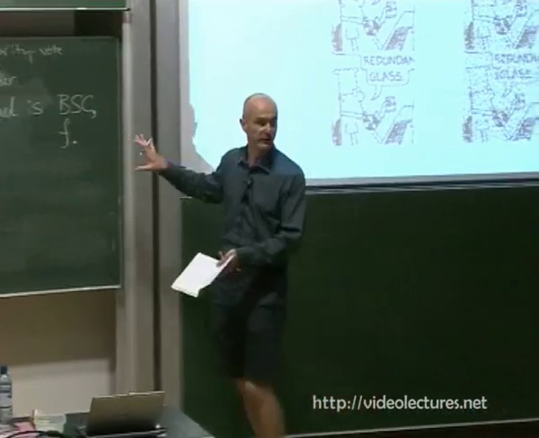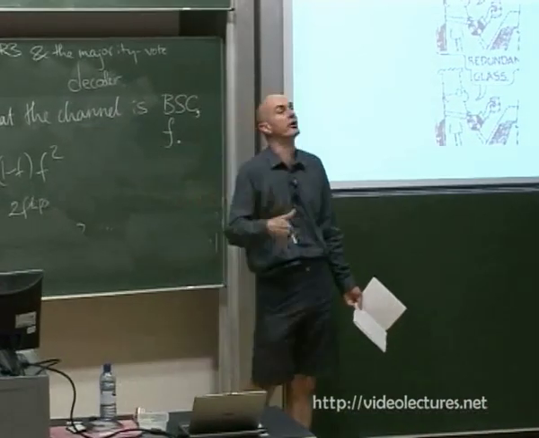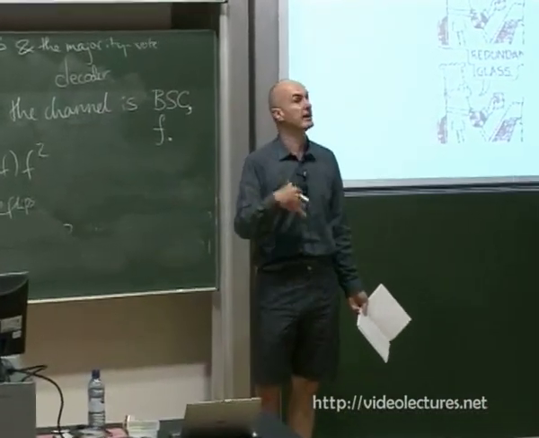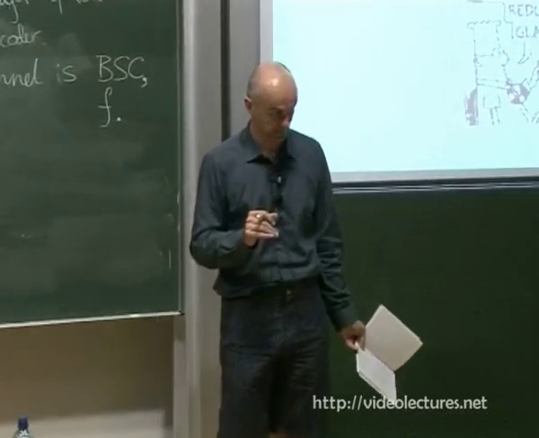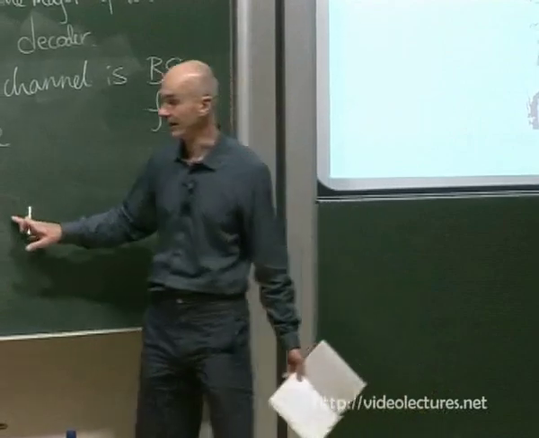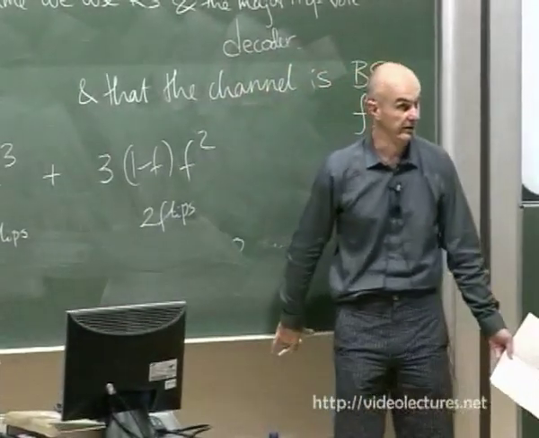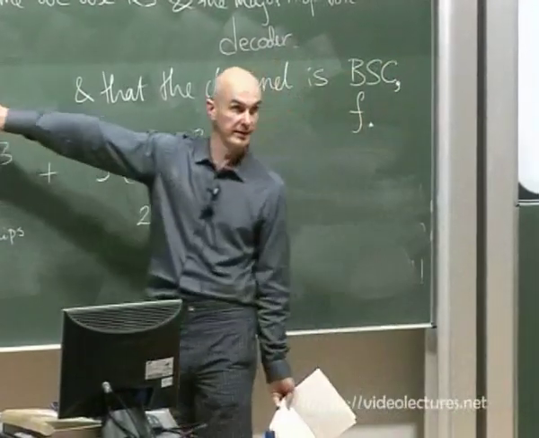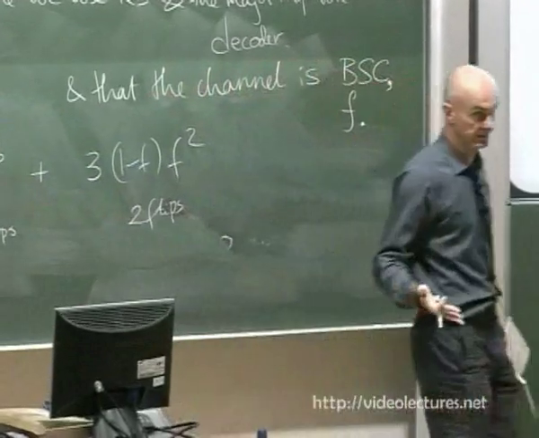I didn't actually step you through that, but hopefully that was obvious, that the majority vote decoder can correct any one flip in a block of three. But if there's two flips, we're in trouble. The majority vote decoder will get it wrong. And if there's three, we're in trouble and we'll get it wrong. So we want to know the probability that there exist two flips or three flips.